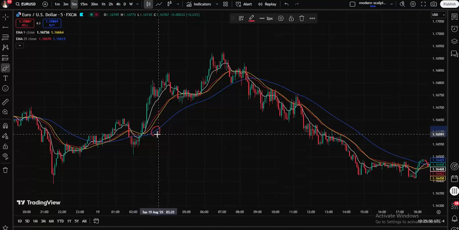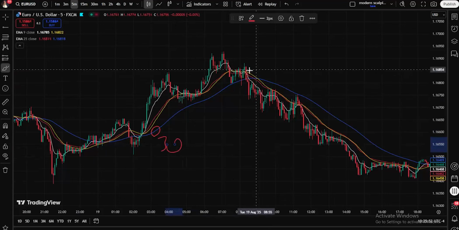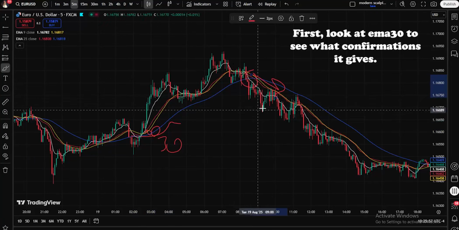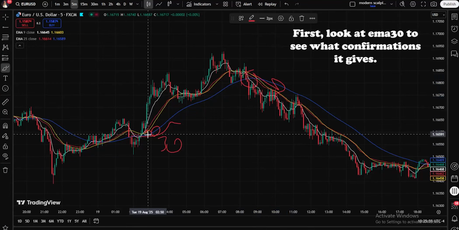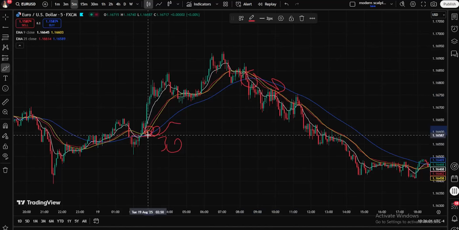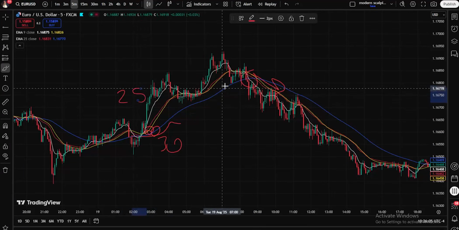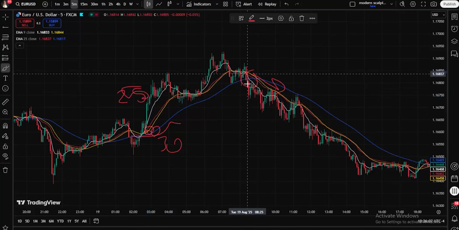Determine the general direction of the trend. First, look at the price position relative to the EMA 30. If the candles are above the EMA 30, the prevailing trend is bullish. If the candles are below the EMA 30, the prevailing trend is bearish.